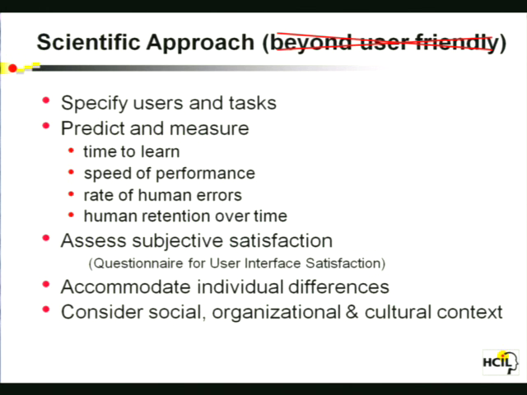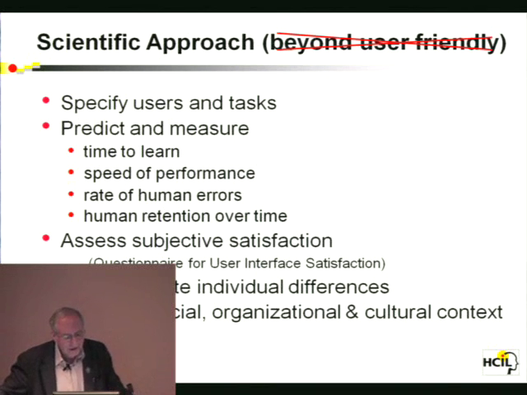Over the years, we've tried to represent the idea of a scientific approach to the study, getting beyond user-friendly and trying to make a theory-driven hypothesis testing approach, specifying who are the users, what are the tasks, and then trying to predict and measure how long it takes for a specific user to learn a specific task. We want to measure the speed of performance on benchmark tasks and the rate and distribution of errors, their retention a week or a month later. Also, we understand the subjective satisfaction, the emotional content of these user experiences. And with Kent Norman, my colleague in psychology, we developed the questionnaire for user interface satisfaction, now in version 7, and with many competitors by now.